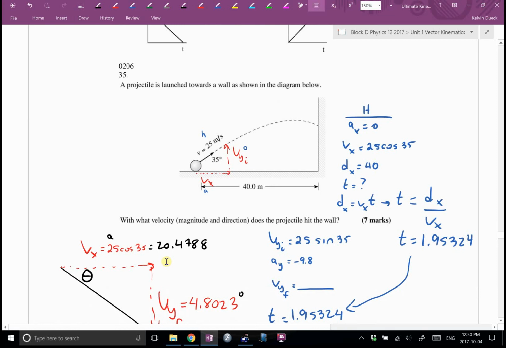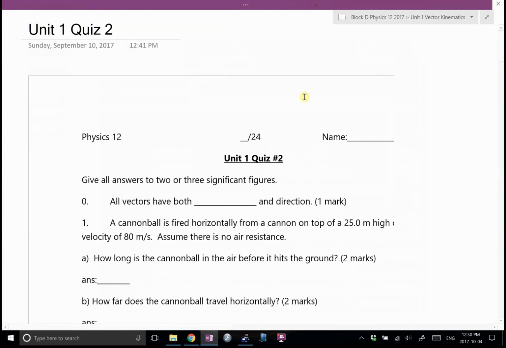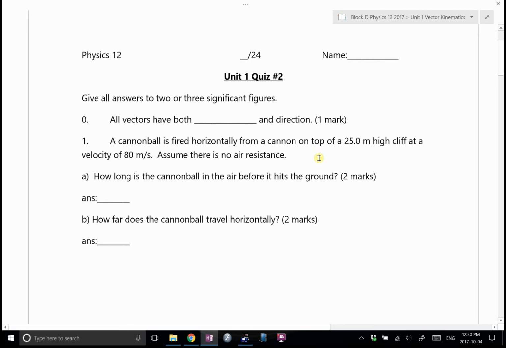You can work on the take-home quiz. Let me talk about the take-home quiz. Can you get it out, please? Question 0 says this: all vectors have both blank and direction. Hopefully that's a free mark or close to it. The take-home quiz, the one that I handed out a few minutes ago. Y'all got a copy? Yep.